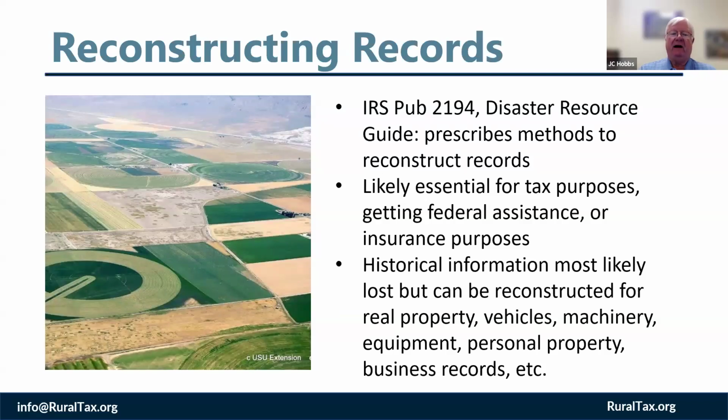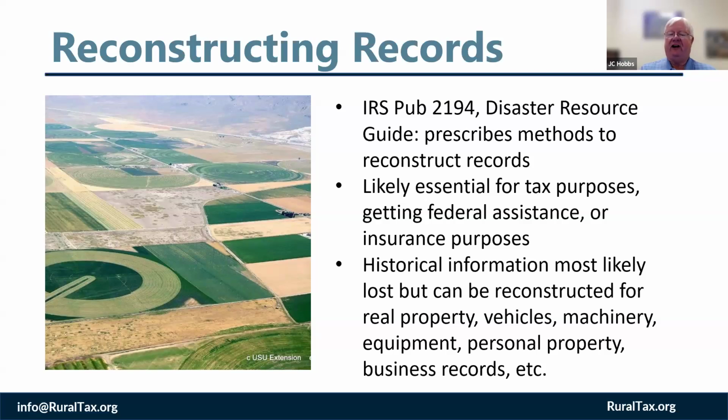These next few slides talk about some things since we had the hurricanes: what do we need to do to prove some of these losses? Reconstructing records. When the hurricane went through, a lot of our historical information was lost. So IRS Publication 2194, it's downloadable, accessible. It's a resource guide for disasters. It prescribes methods to reconstruct records that we've lost.